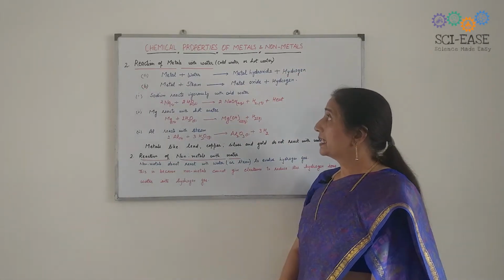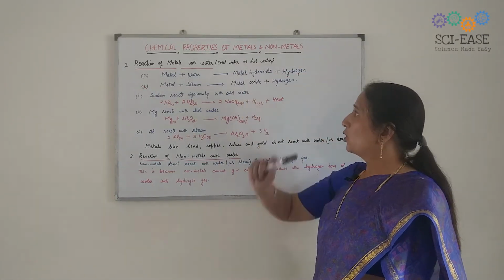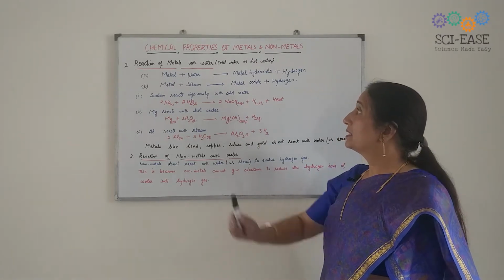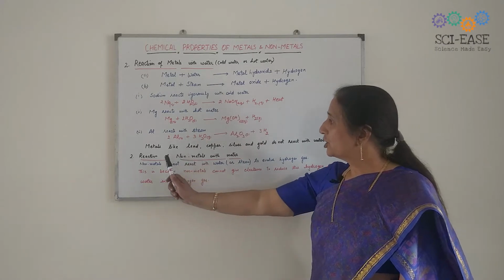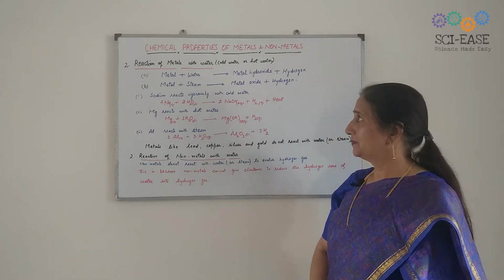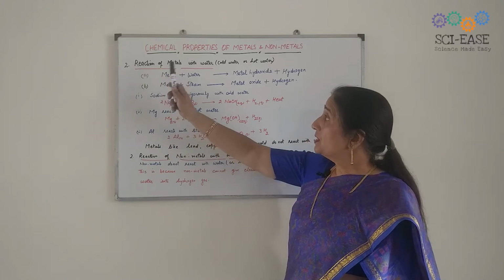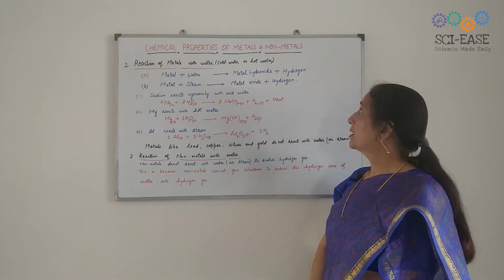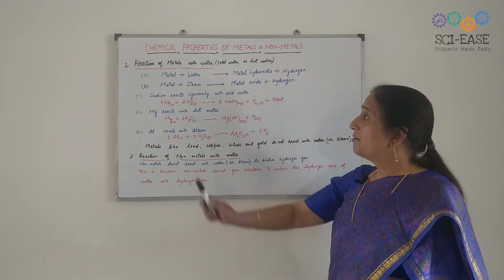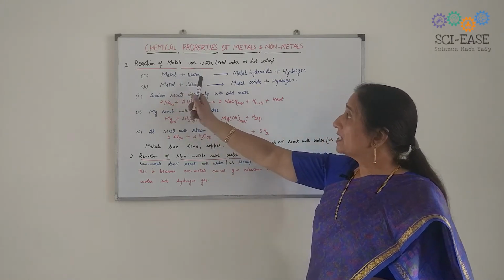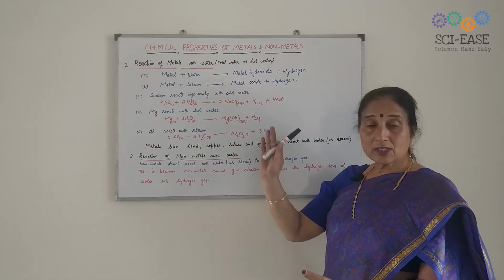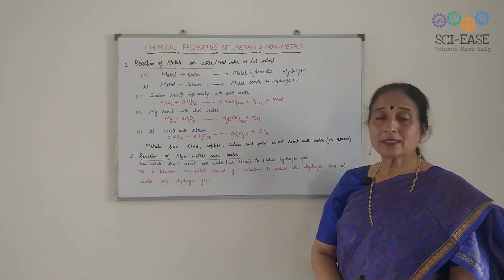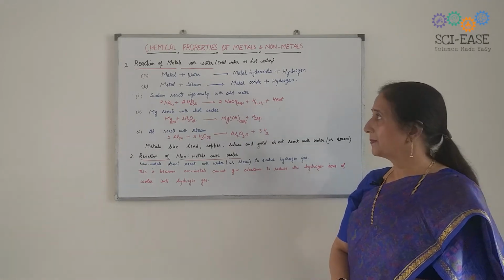Second chemical property of metals and non-metals, that is reaction of the metals with water, reaction of the non-metals with water. First is the reaction of metals with water. Water may be cold or hot. When metals react with water, this is a general equation. This will result in the formation of metal hydroxide plus hydrogen gas.